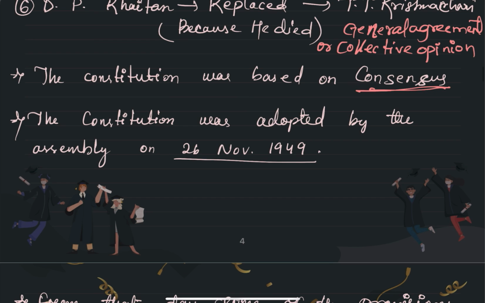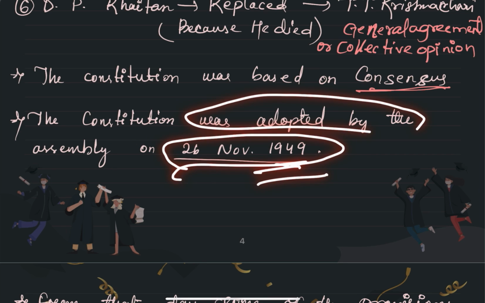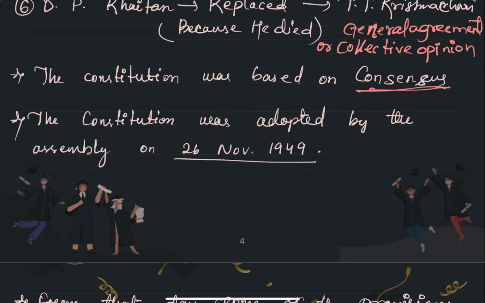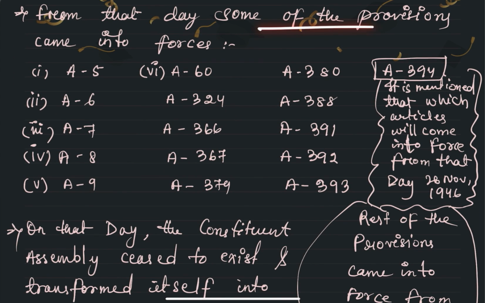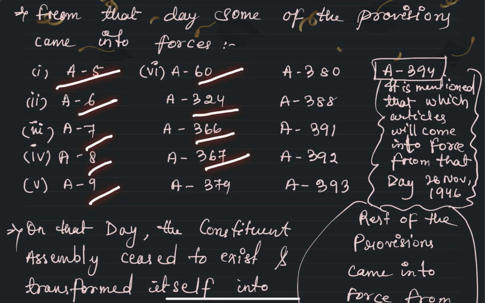So, the Constitution of India was based on collective opinion, that is, consensus. On 26 November 1949, we finally adopted the Constitution of India by the Assembly. From that day, some of the provisions came into force, not the entire Constitution. So what are those articles which came into force? That is Articles 5, 6, 7, 8, 9, 60, 324, 366, 367, 379, 380, 388, 391, 392 and 393 and 394.